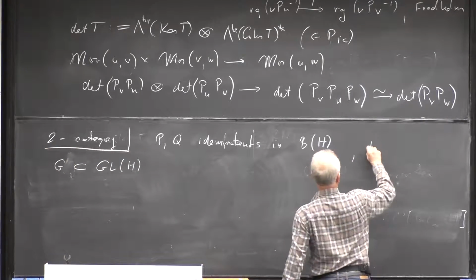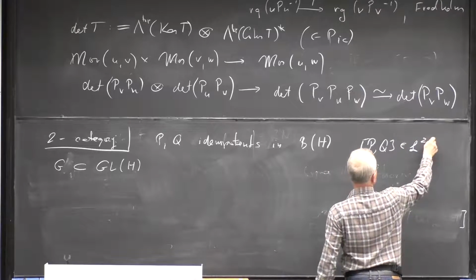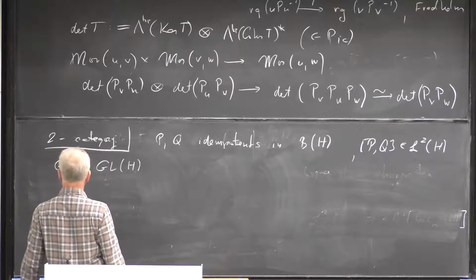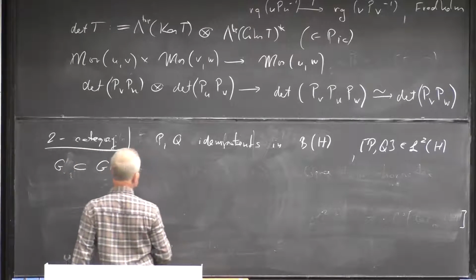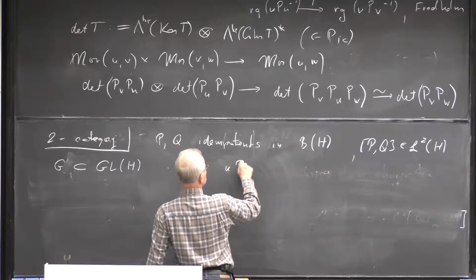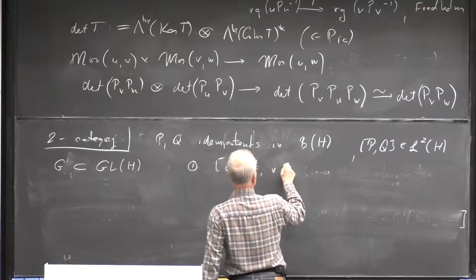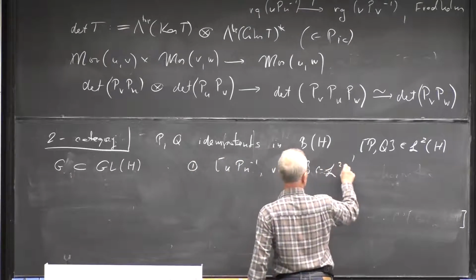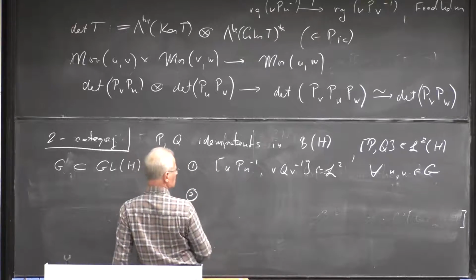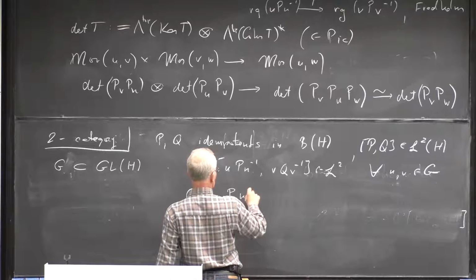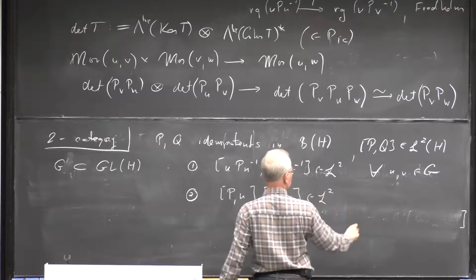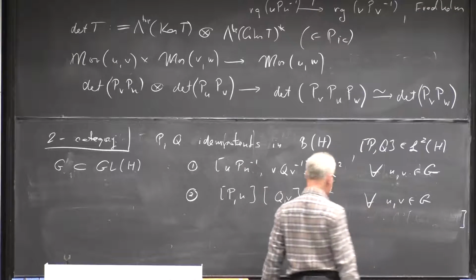So first one, PQ is an L2 of H. So the commutator is co-integrable. G is a subgroup of GLH such that the following holds. It's actually two conditions. So first one, U inverse VQ, V inverse is an L2 for every U and V in G. And the other condition is, if I take the commutator of P with U times the commutator of Q and V, then again it is an L2 for every pair U and V in G. Okay?